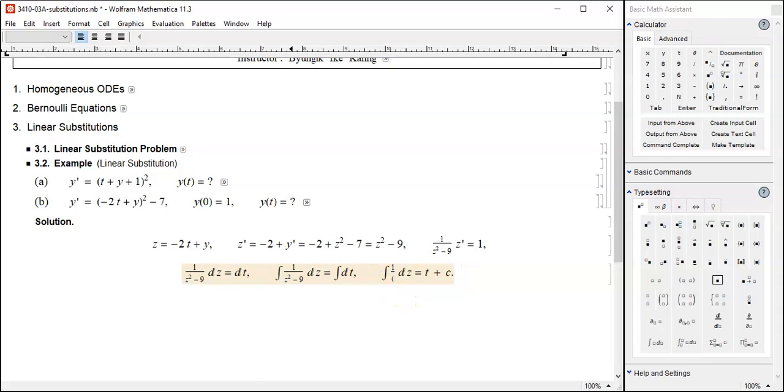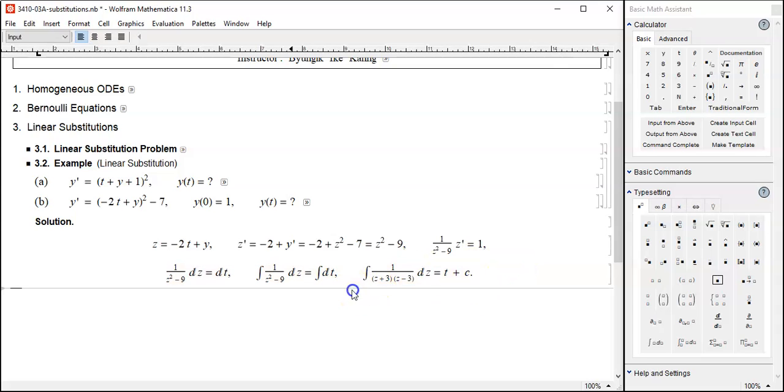z plus 3, z minus 3. Factor this, and then take the decomposition by partial fraction. 1 over z minus 3 minus 1 over z plus 3. Oops. And I must be missing something here.